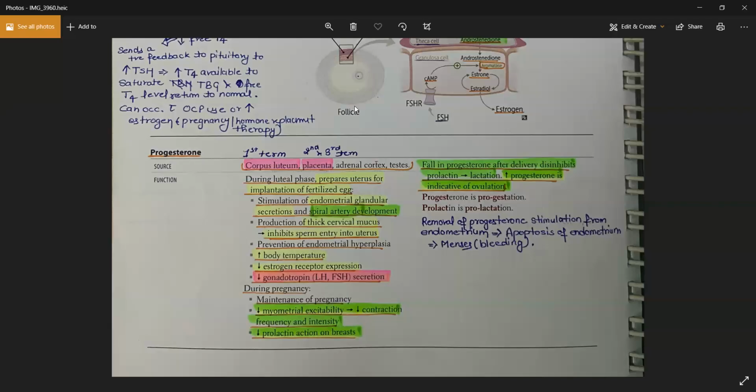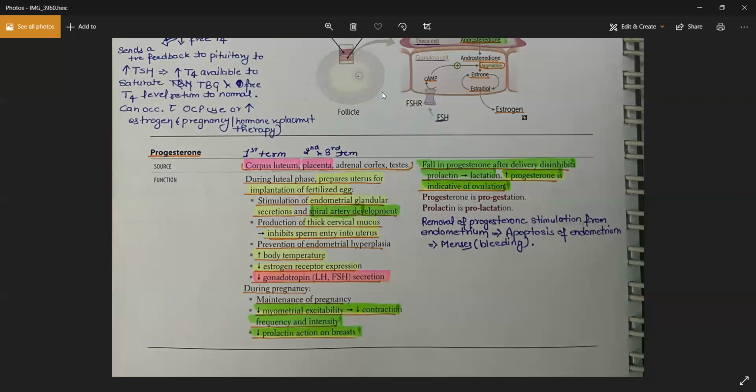What happens is, before the ovulation, you have the follicles which are maturing under the influence of estrogen, right? When this follicle matures and you have a sudden surge in the level of LH and FSH, which we'll discuss later, don't worry, you will have a rupture of this follicle and the oocyte is released. You have the ovulation.